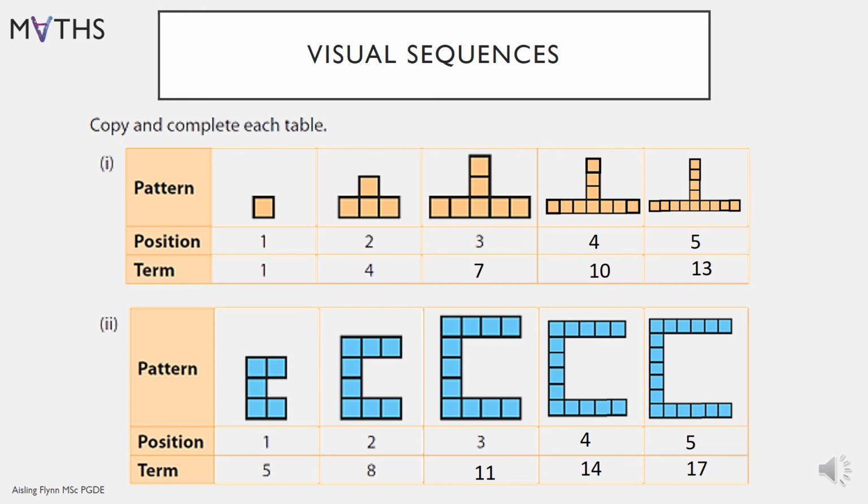So how to do these? You examine what is changing each time, how many extra are there, where are they being added to.